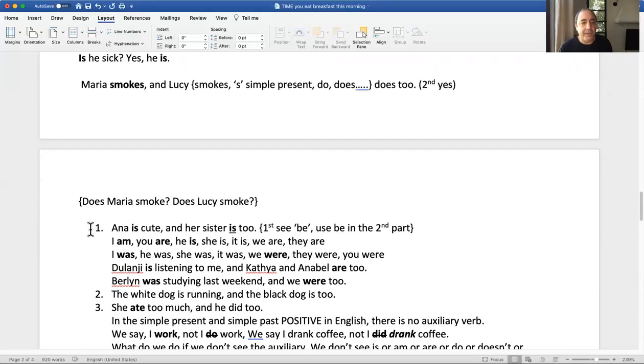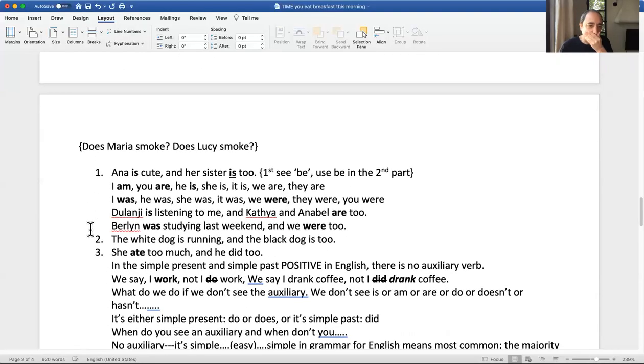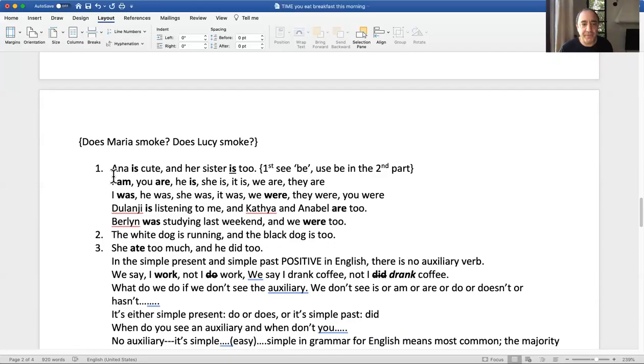All right, we did a dictation, and in each one there are some examples. Anna is cute, and her sister is too. Why? Here's the rule. If you see be in the first part, you're going to use be in the second. But it's not always the exact same form of be. Just because I use is here doesn't mean I always use is here, right?